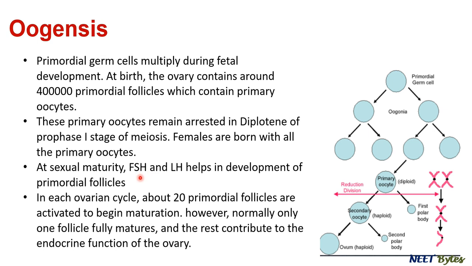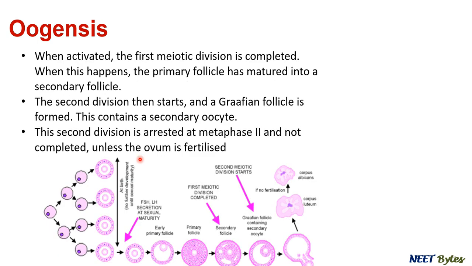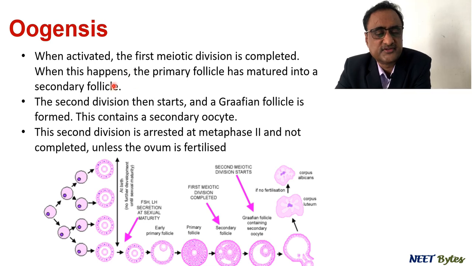So when activated, the first meiotic division is completed. So now the primary follicle has matured into the secondary follicle. The second division then starts and a Graafian follicle is formed. This contains the secondary oocyte. As I told you, the second division is arrested at metaphase 2. Okay. So at the metaphase 2 stage, it is released during ovulation. So this is how oogenesis is going to happen.